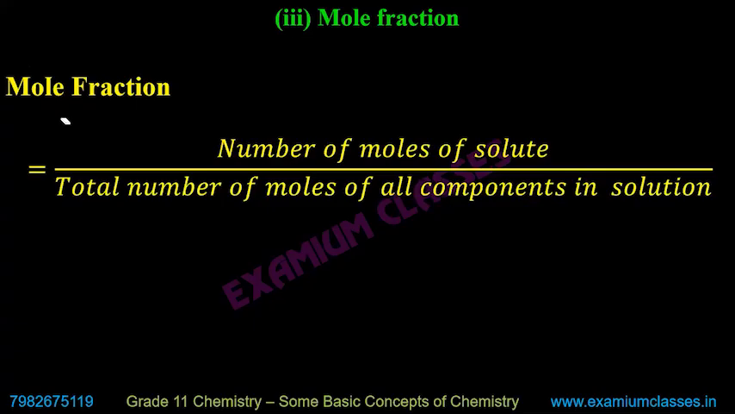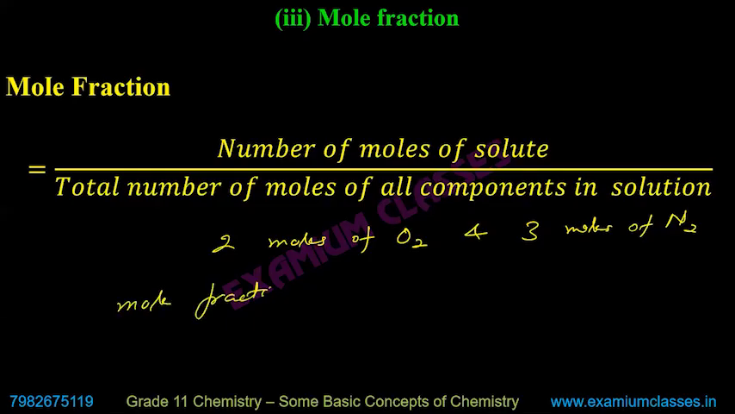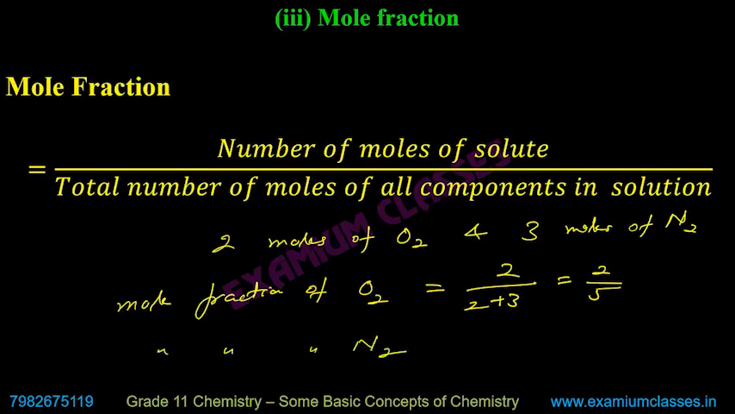So suppose you have a mixture in which you have 2 moles of oxygen and 3 moles of nitrogen. So mole fraction of oxygen will be number of moles of oxygen divided by 2 plus 3, that is 2 by 5, 0.4. And for nitrogen, it will be 3 divided by 2 plus 3 total, that is 3 by 5. And sum of all fractions will always be 1. So 2 by 5 plus 3 by 5 will give you 1. So it is just simply fraction, but of moles.